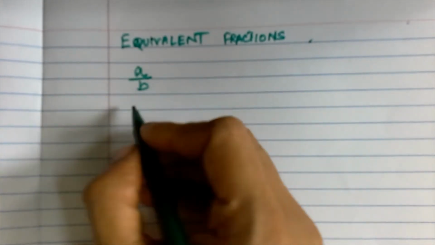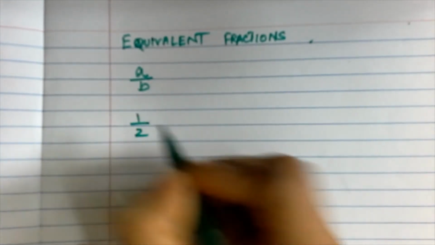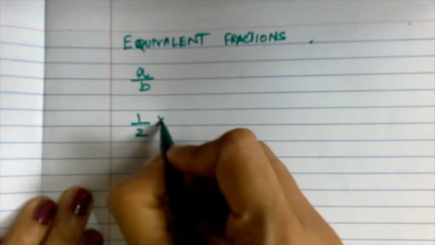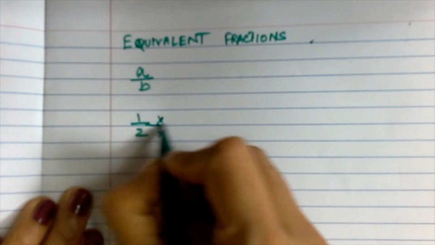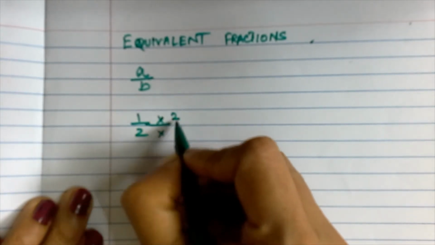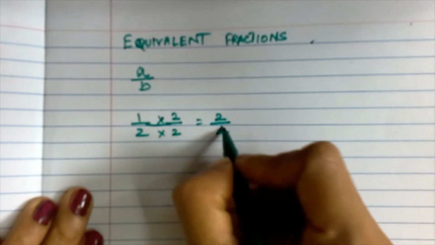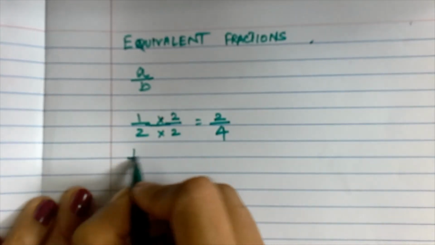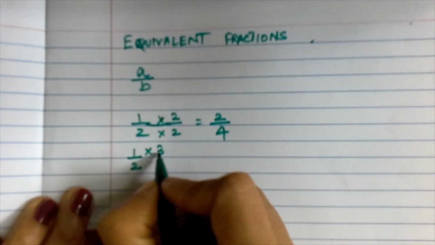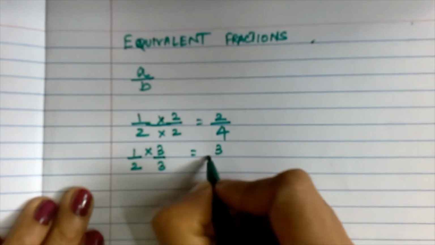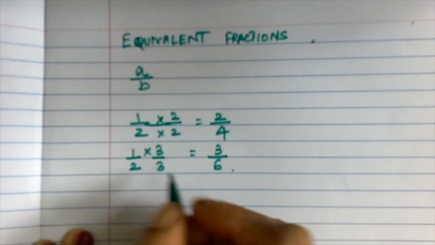For example, let me take 1 by 2. If your question is, write the equivalent fractions for 1 by 2, I'm going to multiply both my numerator and denominator by the same non-zero number. So multiply both by 2, and we get 2 by 4. It's called an equivalent fraction. Same 1 by 2, if I multiply both numerator and denominator by 3, we get 3 by 6. It's also an equivalent fraction.